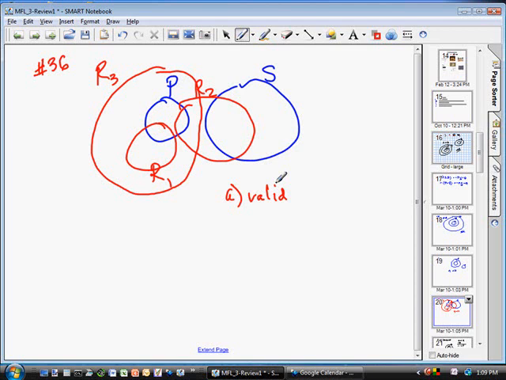Okay, question pops up, number 18. Which of the following statements are tautologies? Well, do you remember what a tautology is?